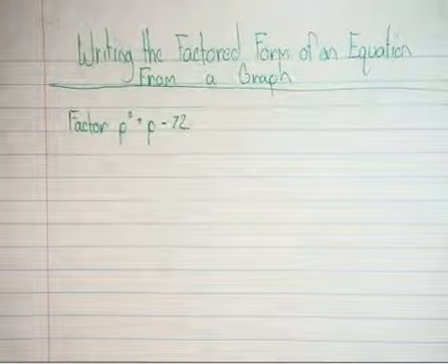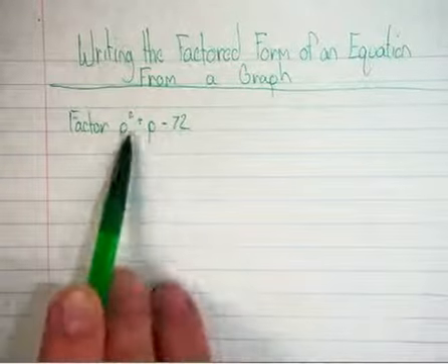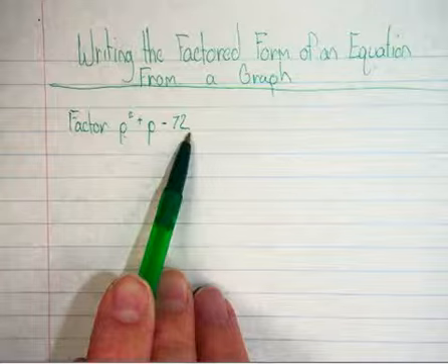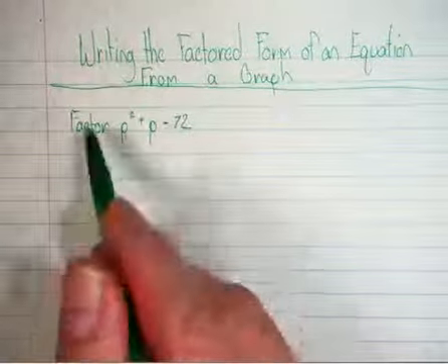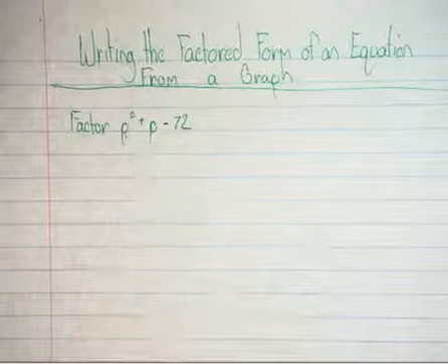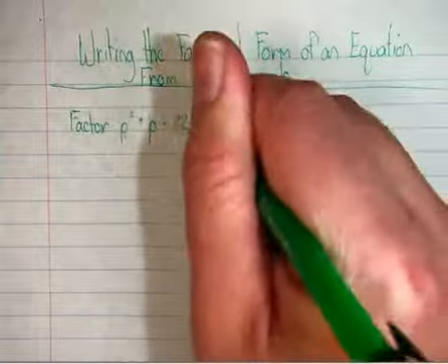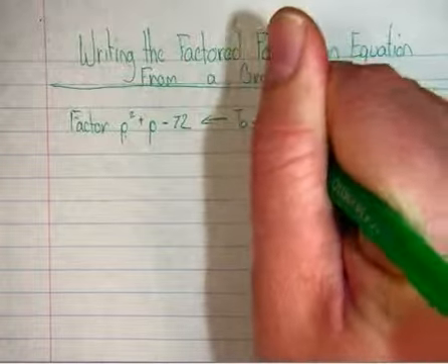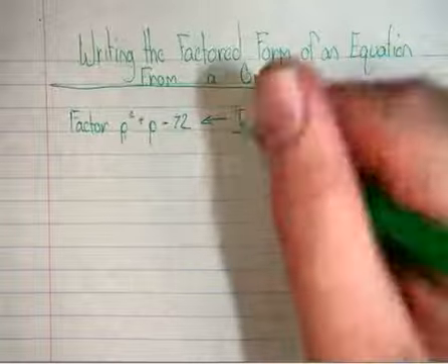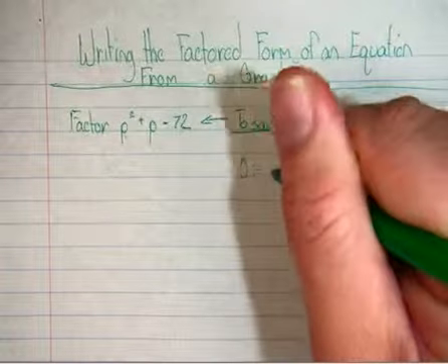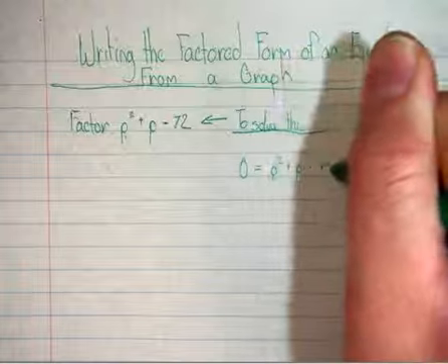So first, let's think about what factoring means. Factoring means we're going to take this and turn it into a multiplication problem, something times something else. And we're going to take advantage of what it means to solve one of these. To solve this, I would set it equal to 0. So I would say 0 equals p squared plus p minus 72.